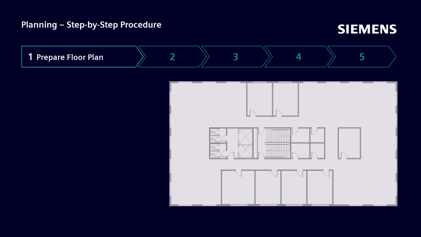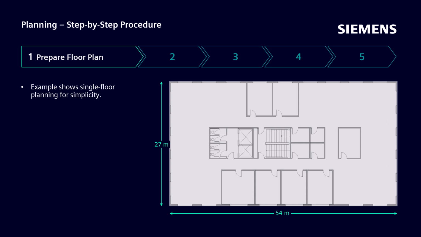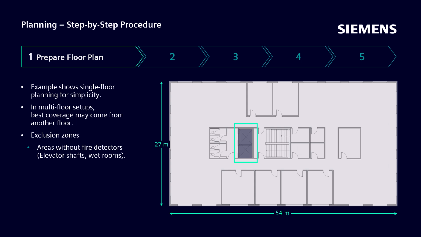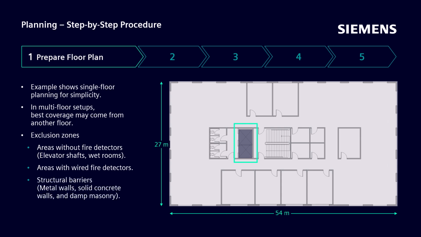To begin planning, you'll need a detailed floor plan of the building. For simplicity, this procedure shows a single floor planning example. However, in a multi-floor deployment, keep in mind that the product providing the best coverage may be located on a different floor. SWING planning focuses only on radio devices, so it's essential to identify suitable installation areas. On the floor plan, be sure to mark exclusion zones, such as areas without detectors, like elevator shafts or wet rooms, locations already equipped with wired fire detectors, and structural barriers such as metal walls, solid concrete, or damp masonry.